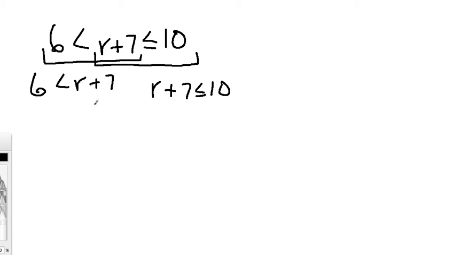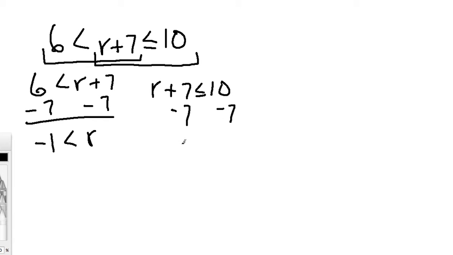So I want to get r all alone, so I subtract 7 from both sides. And so 6 minus 7 is negative 1 is less than r. Over here, I'm getting r alone, I'm subtracting 7, and I get r is less than or equal to 3. So I have a compound inequality. I have two statements that need to be true. It's saying that r needs to be bigger than negative 1 and r needs to be smaller than 3.